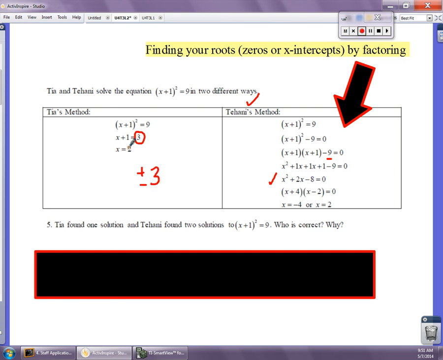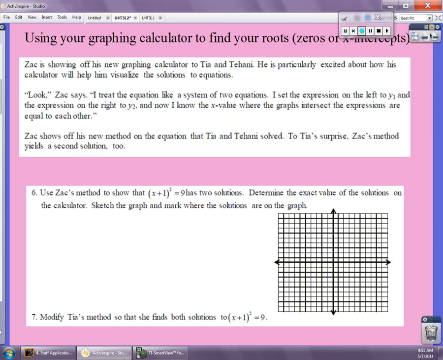So Tia's method was wrong only because she forgot that when you square root something, you have to assume that it's both positive and negative. So basically it says use Zach's method to show that this has two solutions.